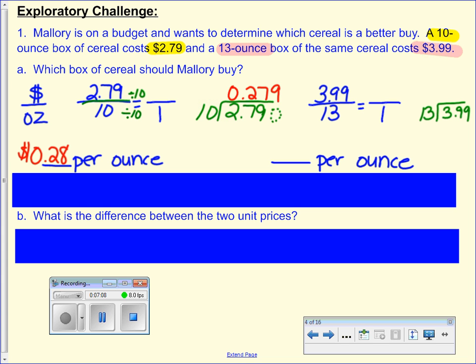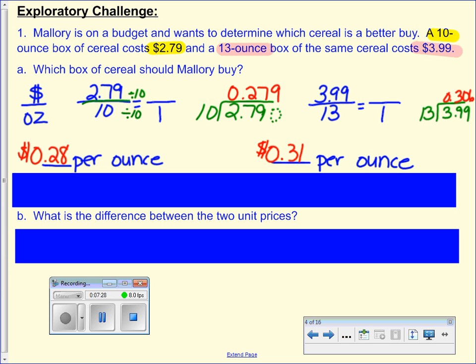What about for the second one? $3.99 divided by 13. What did you get when you divided? I got 0.306, but then we would have to round to 0.31. Good. So it's 31 cents per ounce.